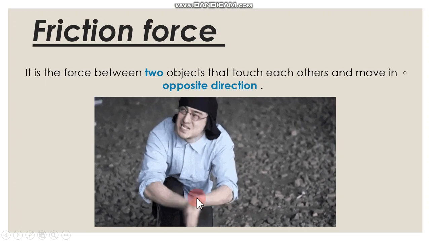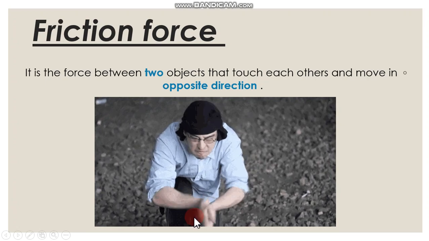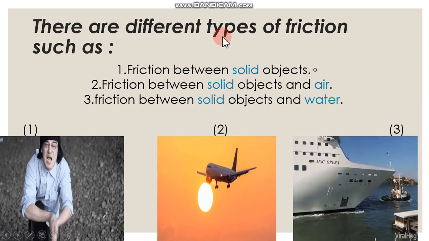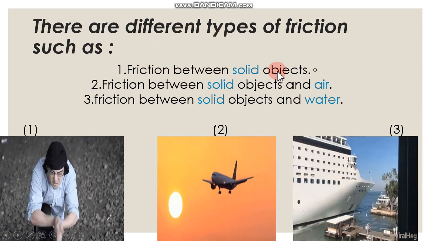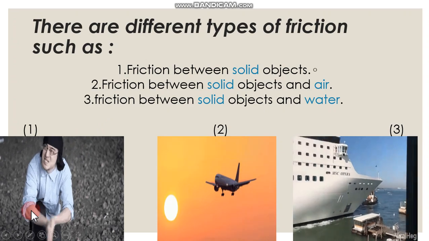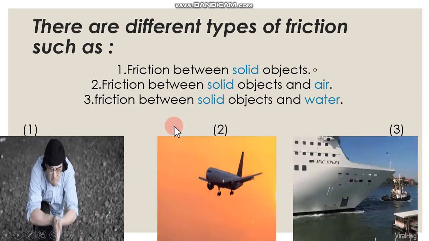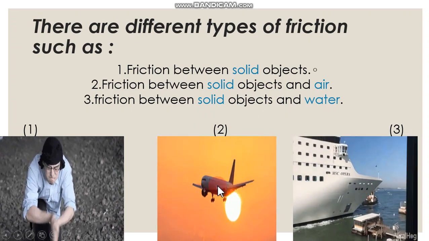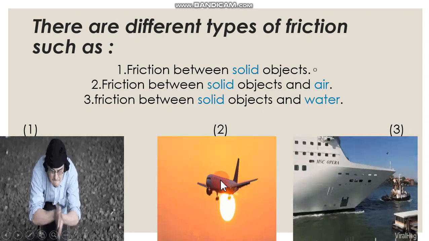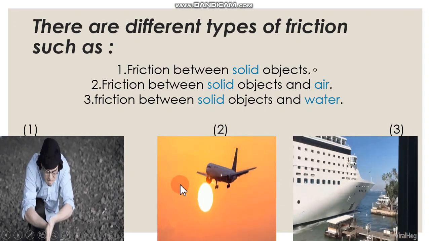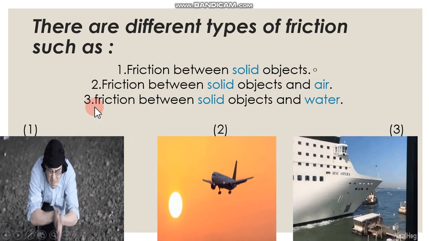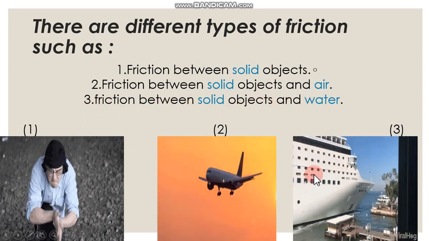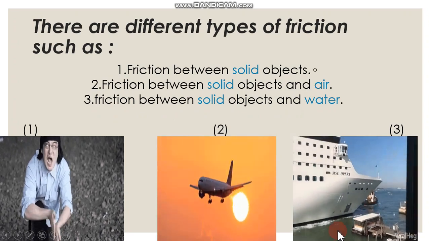touch each other, and move in what? Move in opposite direction. So there are types of friction, such as friction between solid objects, like this, solid and solid object. Here, friction between solid object and air: the airplane makes friction between the solid, the airplane is solid, and the air. Type number 3, friction between solid object and water. Solid object like this tree and the water.